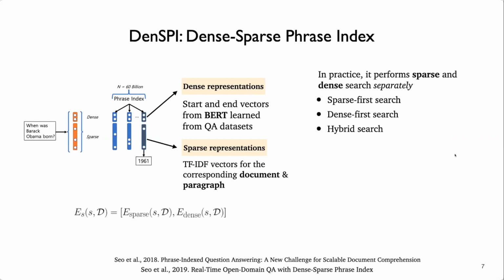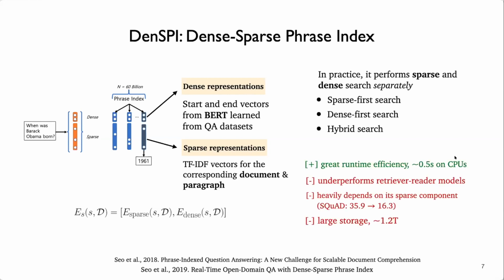This work in 2019 demonstrated great runtime efficiency, but it also had a very clear drawback. The first problem of this model is that it greatly underperformed the retriever-reader models that I just described.